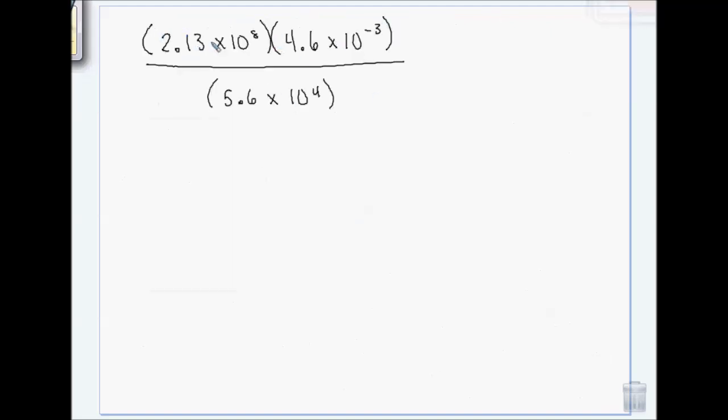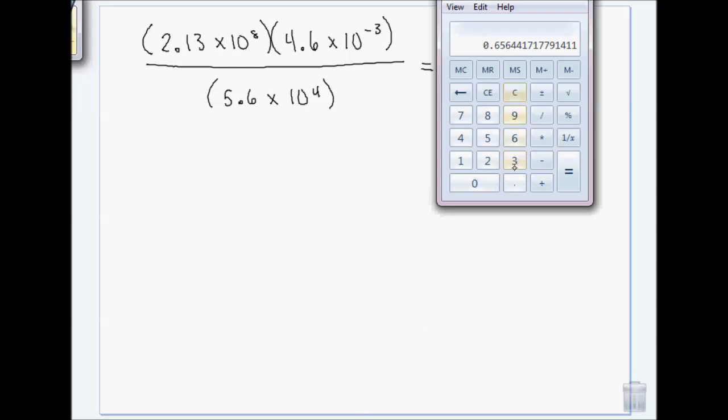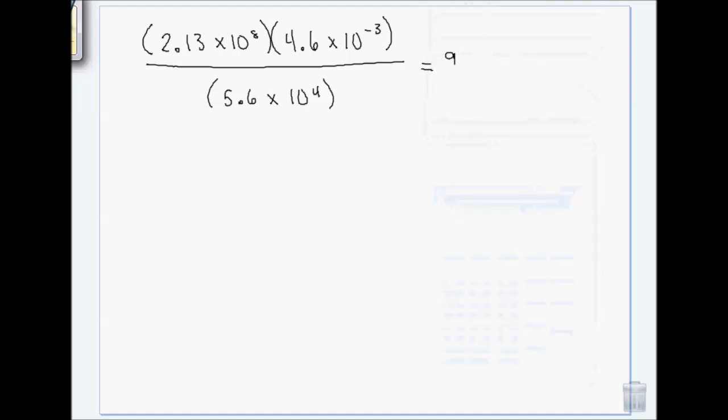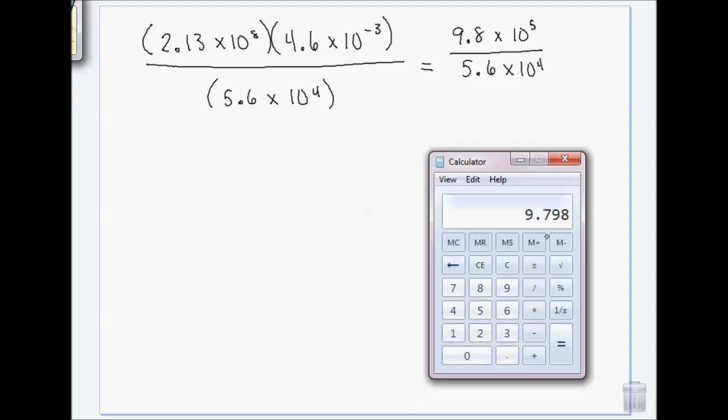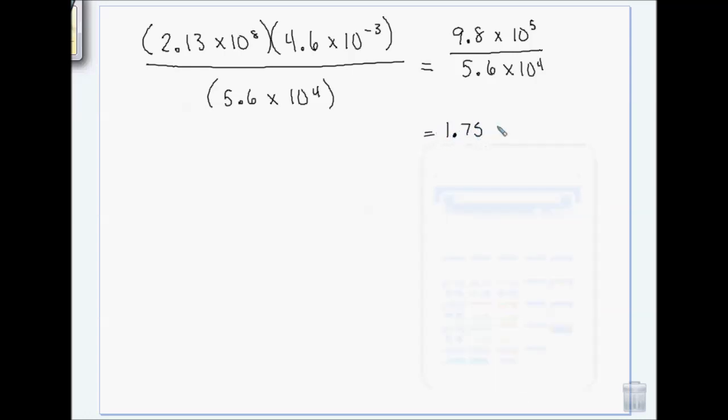Like this, where you have a bunch of stuff happening. You'll do whatever's on either side of the fraction bar first. So first I'm going to do this multiplication. So I do 2.13 times 4.6. And that's going to be 9.8. And 8 plus negative 3 is 5. And then I'm going to divide that by 5.6 times 10 to the 4th. I'm going to get 10 to the 1, which is silly. And I can leave it like that if I want, or I can just convert it to standard and it's 17.5.